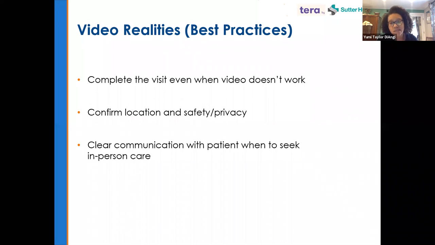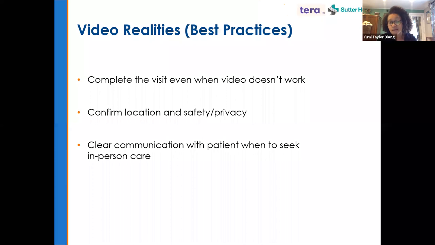Next is confirming location. For us in California, in our organization, after COVID, we need to confirm that patients are physically in California to do the video visit. So just confirming where they're doing the video visit. Also some safety and privacy issues. I've had some patients who jump on the video and I realize they are multitasking and driving on the highway. So again, asking them to pull over to do the discussion safely.